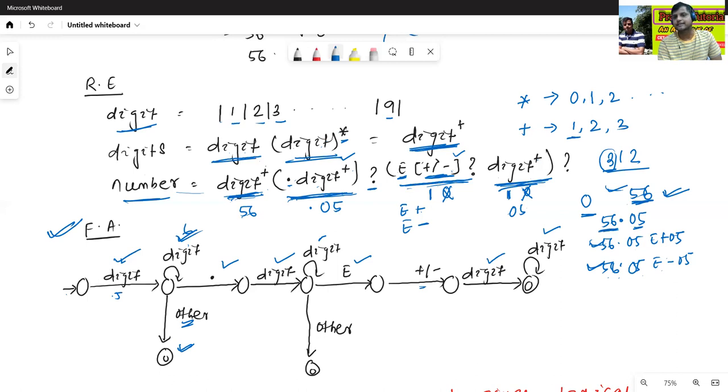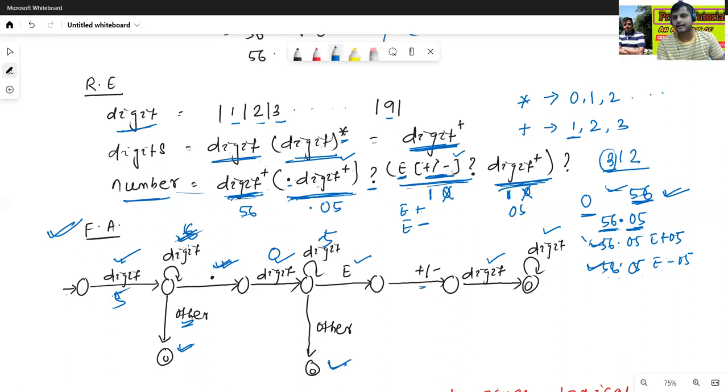Next one is 56.05. So 5, then 6, then point. Then I'll take this point, then 0, then 5. Then go to the final state and just exit from this state.